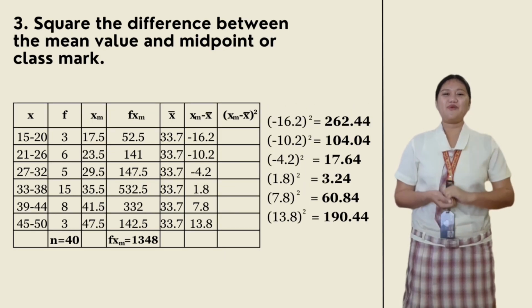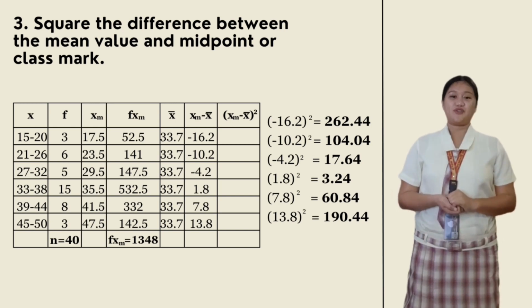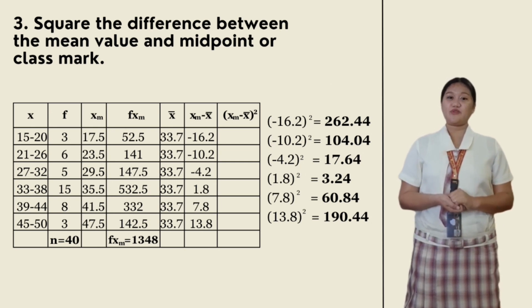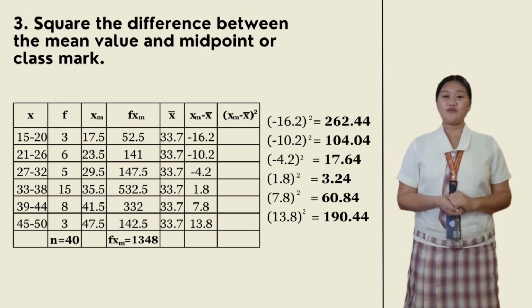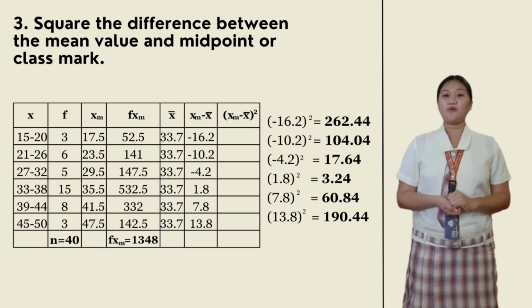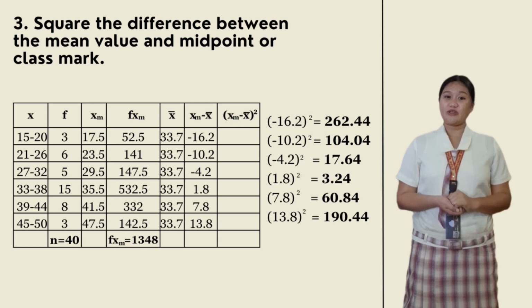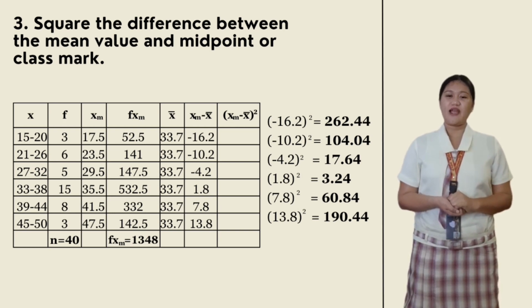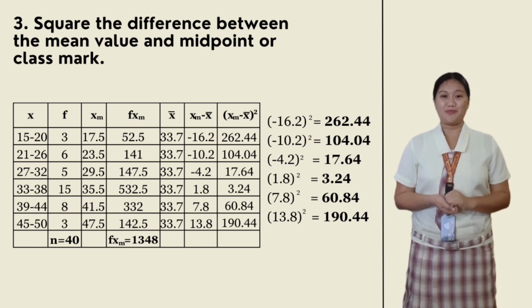For the third step, we need to square the difference between the mean and each midpoint. So, negative 16.2 squared is equal to 262.44. Negative 10.2 squared is equal to 104.04. Negative 4.2 squared is equal to 17.64. 1.8 squared is equal to 3.24. And 7.8 squared is equal to 60.84. And 13.8 squared is equal to 190.44. And here's the square difference between the mean and each midpoint.